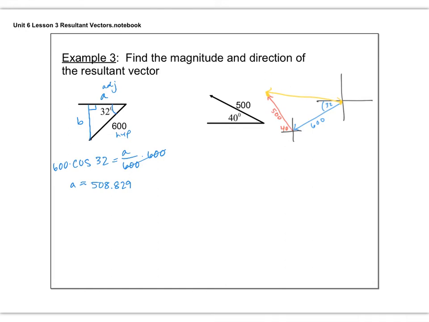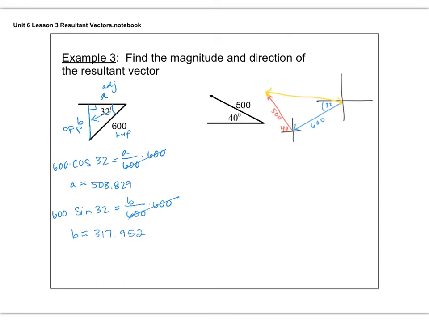Now we're going to find the vertical component B. So B is opposite, so we're going to use opposite and hypotenuse, which is sine. So sine of 32 is going to be B over 600. Multiply by 600 and type that in your calculator. And I have B is approximately 317.952.